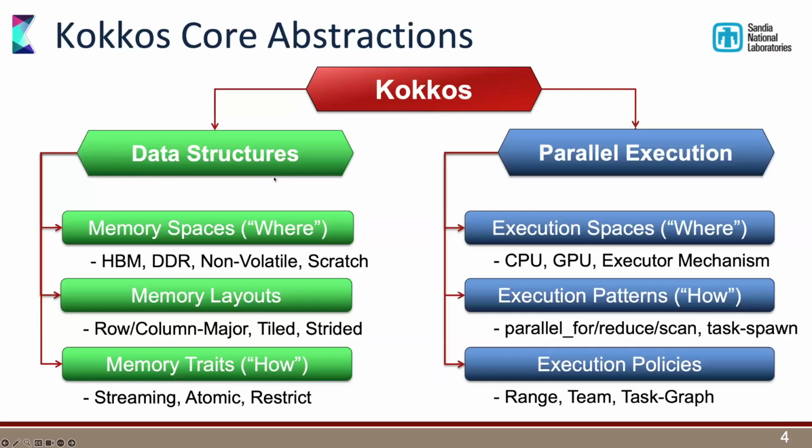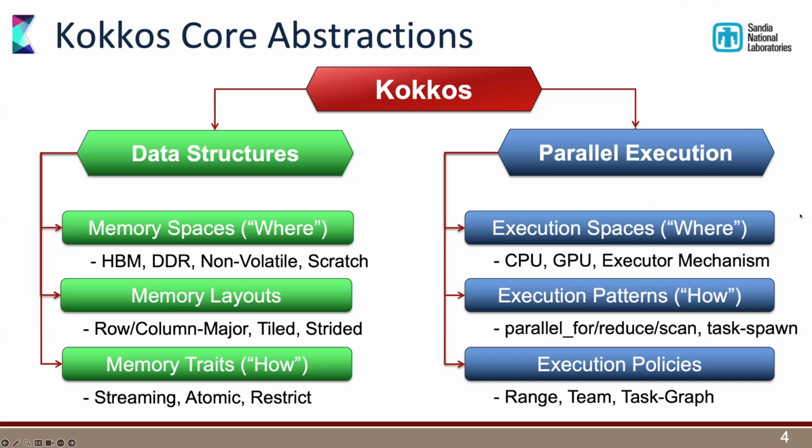So in that core programming model, you have two main parts, the parallel execution and the data structures. The data structures cover what memory space your memory is going to live in, the memory layout, how you want it laid out, and distributed access. Then memory traits are how you're going to access it, either through streaming, atomic accesses, or restricted access.